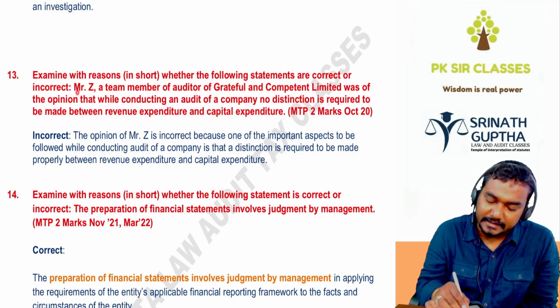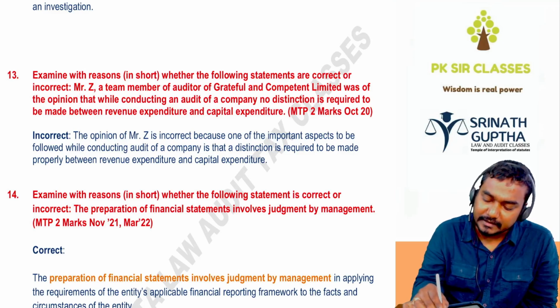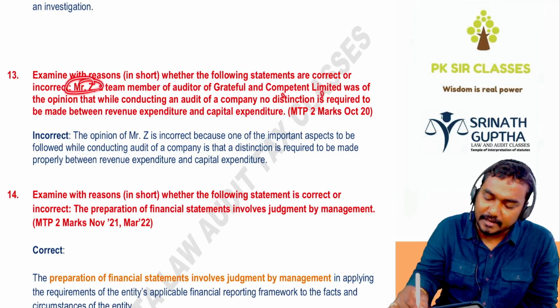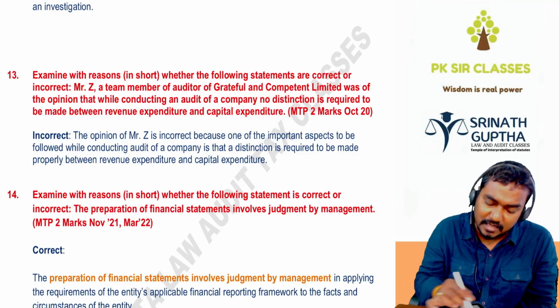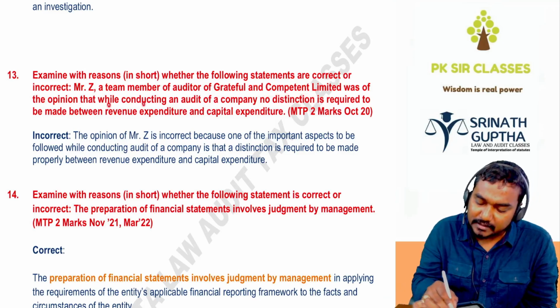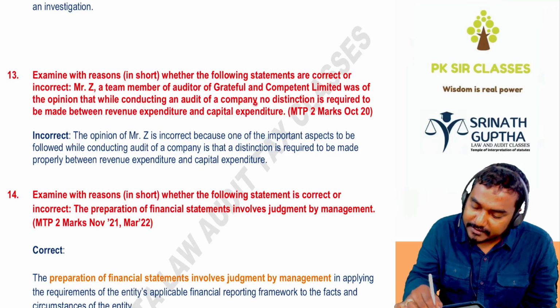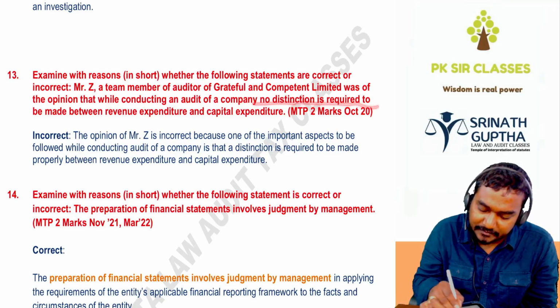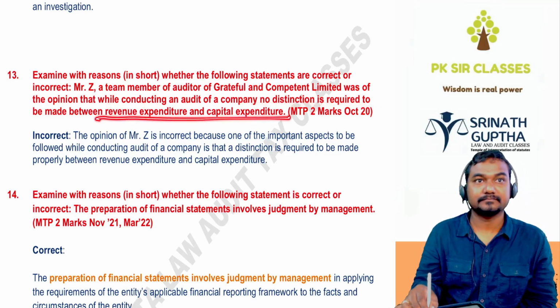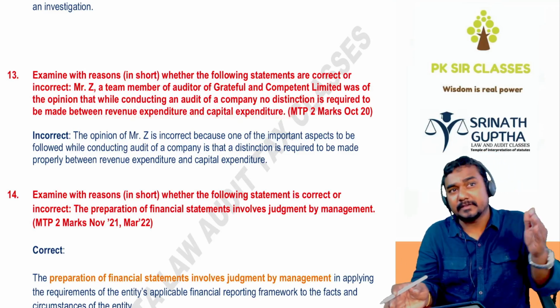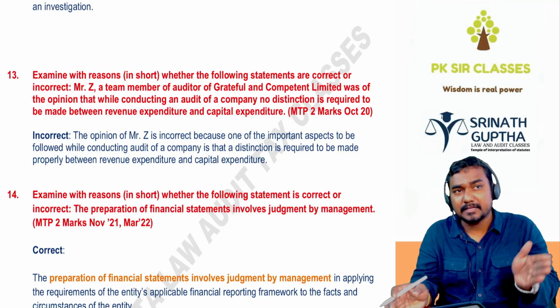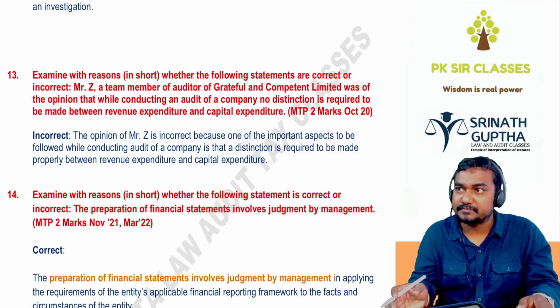Z, a team member of the auditor of Grateful and Competent Limited. Who is this, beta? Z, auditor of the company. What is the company's name? Grateful and Competent Limited was of the opinion that while conducting the audit of a company, no distinction is required to be made between revenue and capital expenditure. Whether we have to maintain the difference or not: revenue expenditure will go to P&L, capital expenditure will go to balance sheet. Yes or no, sir?